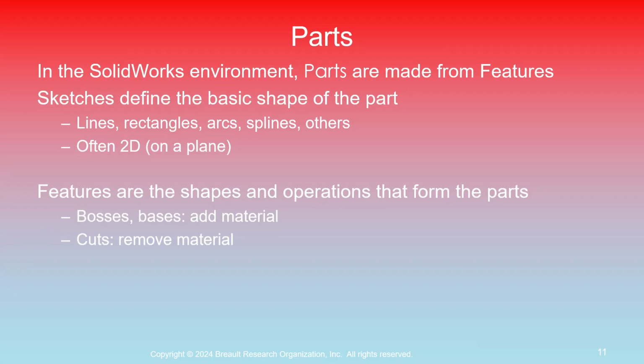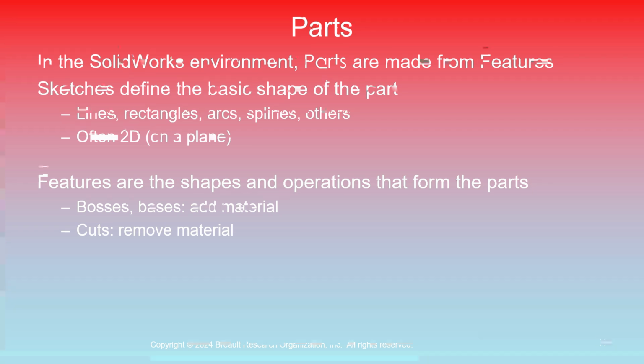As mentioned previously, parts are made up of sketches and features. Sketches are used to define the basic shape or outline of the part, and are made up of lines, rectangles, arcs, and is in most cases 2-dimensional, on a specific plane. Features are the shapes that come from the sketch to form the part. Bosses and bases add material, while cuts remove material from the shape.